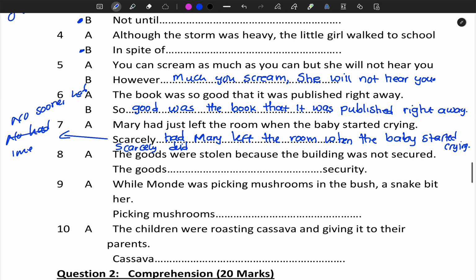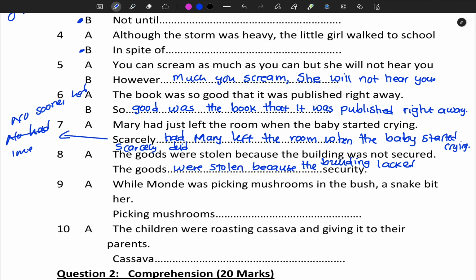The goods were stolen because the building was not secured. The goods dash dash dash the security. So the goods were stolen because the building lacked security, or had no security. Number 9.